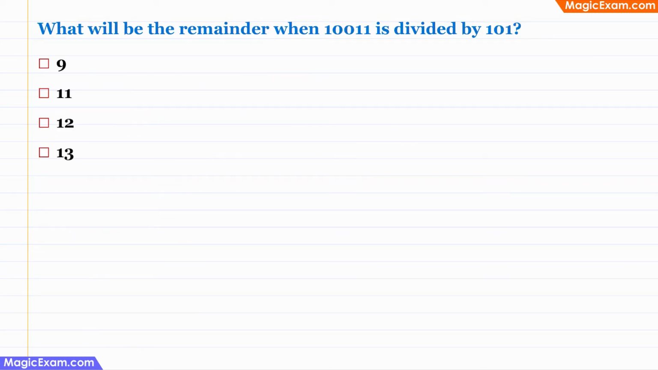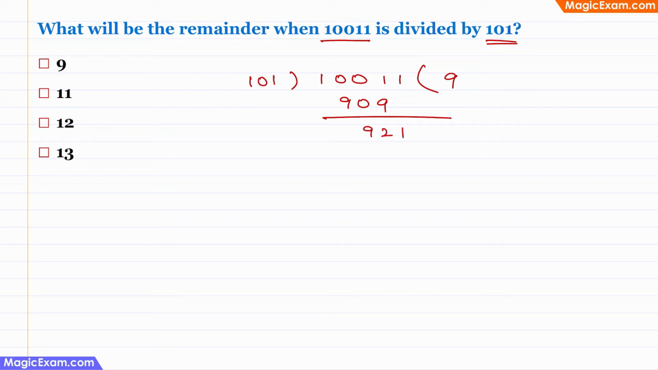What will be the remainder when 10011 is divided by 101? So this is a simple division problem. Just write down 10011 and divide it by 101. So 9s are, you'll get 909. So here you'll get 921. So 9s are 909. So it will be 12. So the remainder is 12. So the answer is option 3.